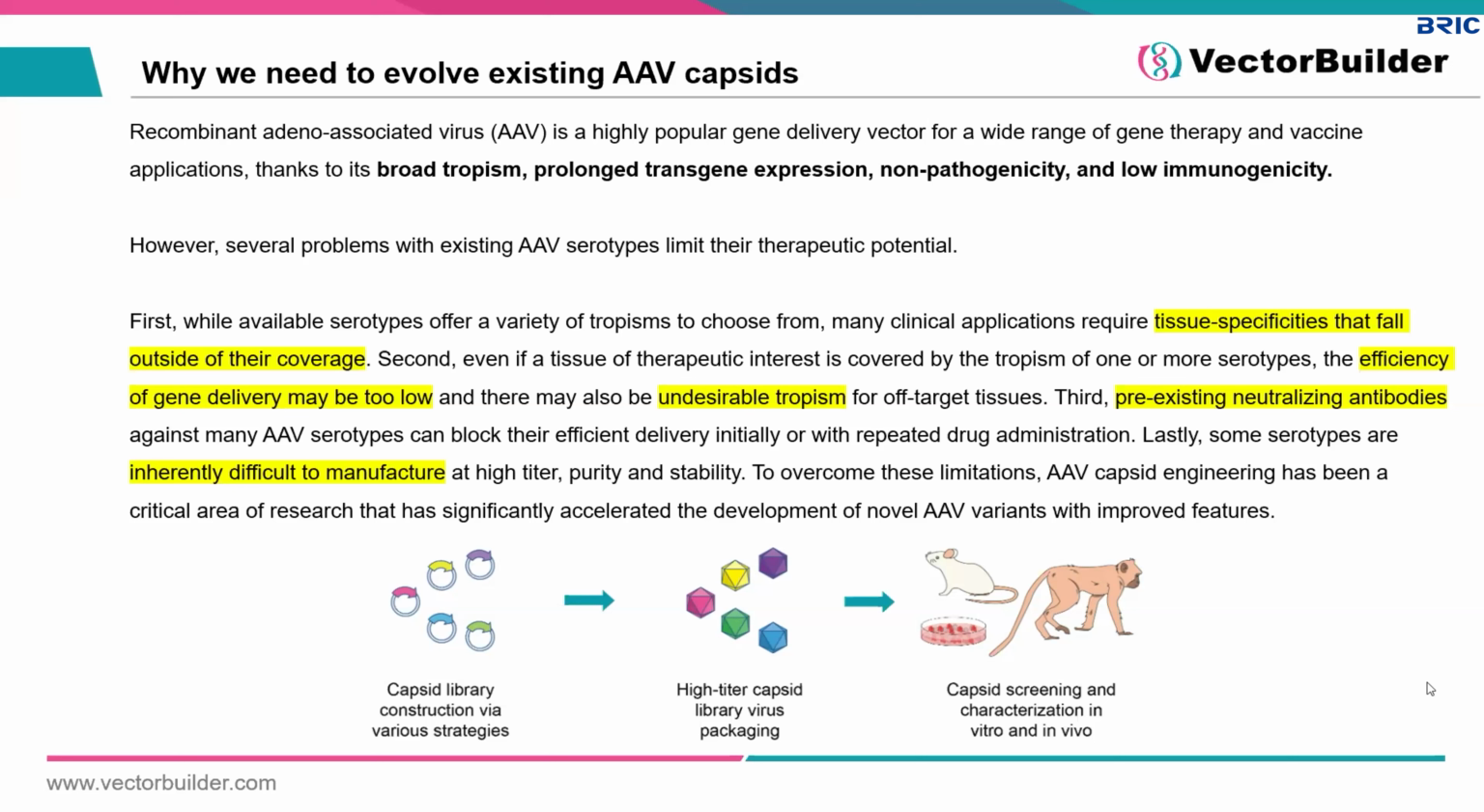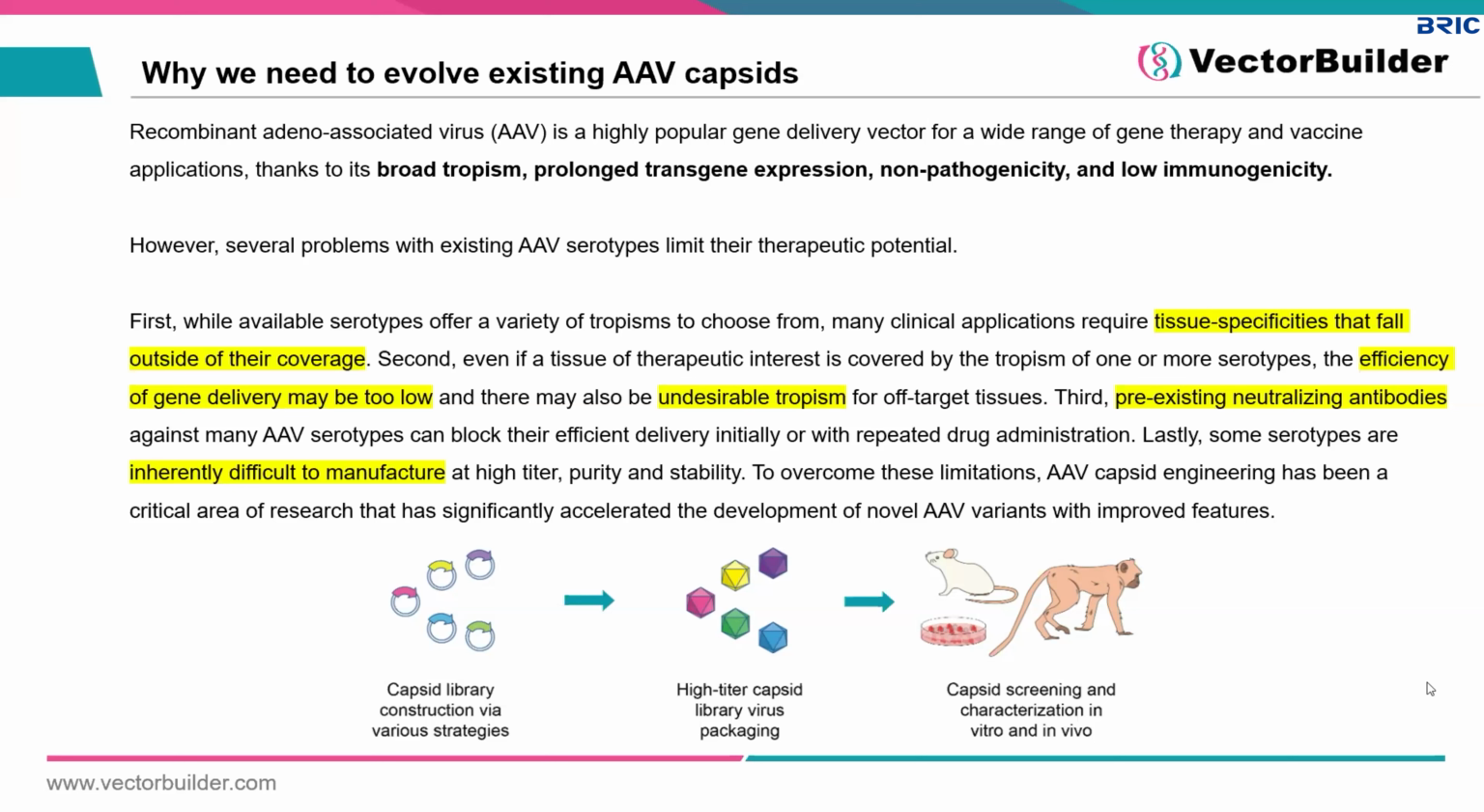As its application is becoming more and more mature, however, several problems with existing AAV serotypes limit their therapeutic potential, such as uncovered and undesirable tissue tropisms, as well as low yield, low transduction efficiencies, and pre-existing neutralizing antibodies, etc. As we know, AAV makes first contact with the target cells through its capsid, and that's one of the most important factors that makes AAV so special.